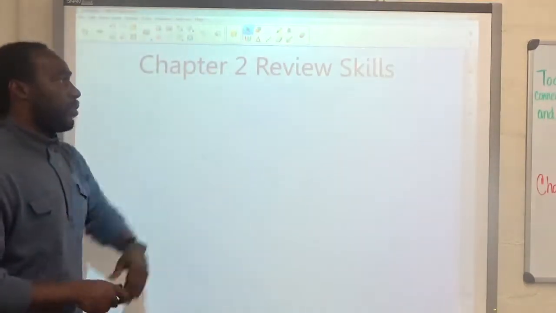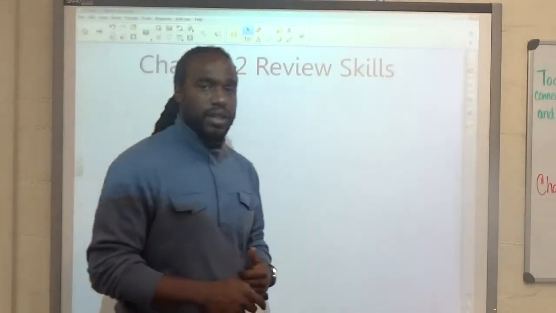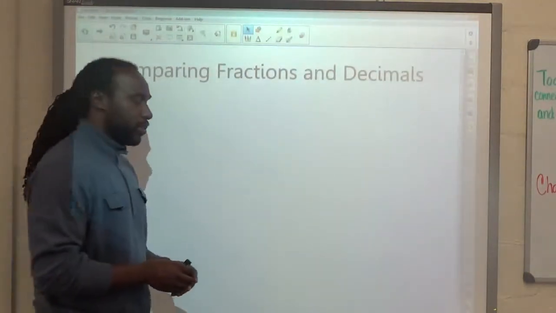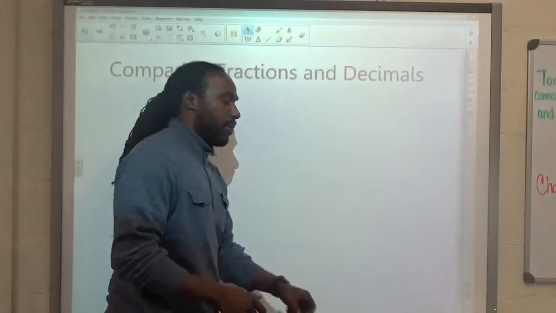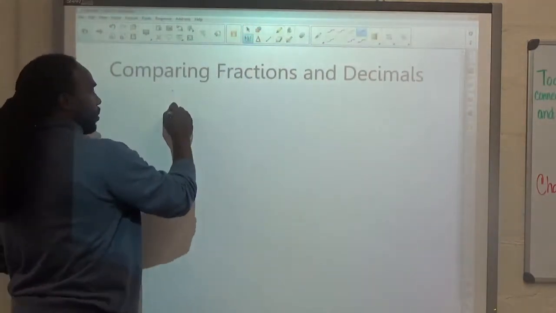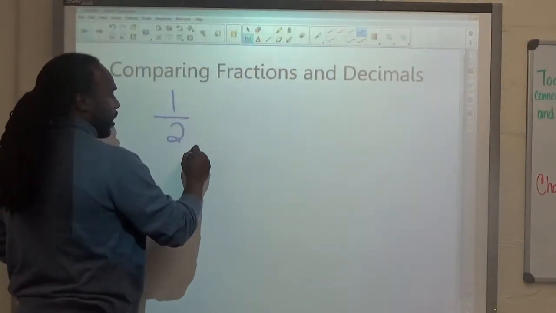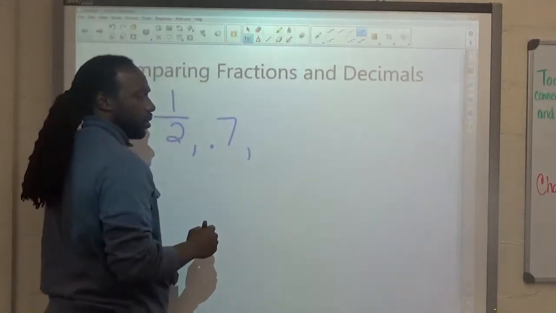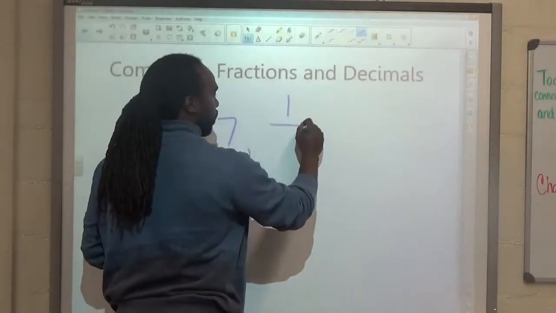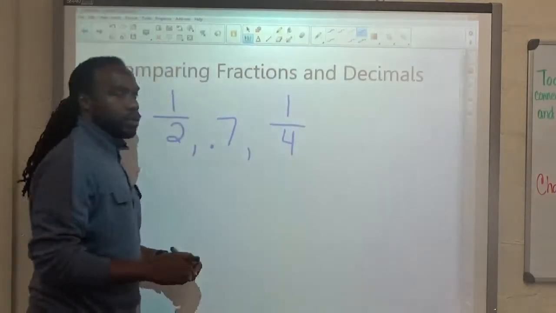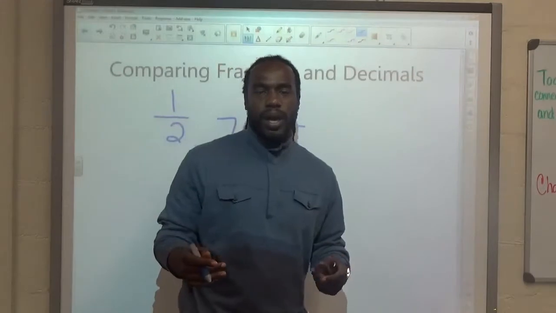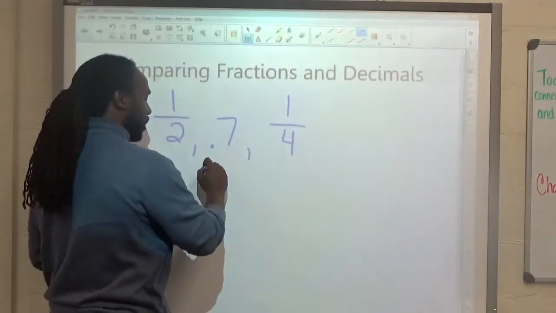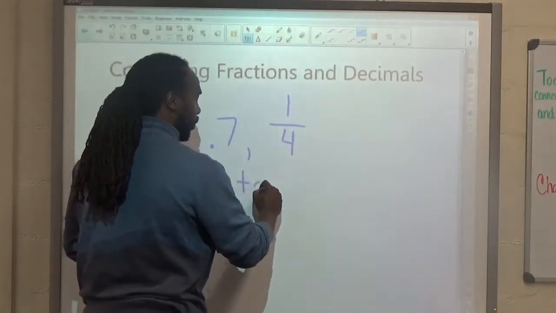So Chapter 2 review skills. One of the first skills that we actually did, we took a look at comparing fractions and decimals. If you guys remember what that basically is, let's say we take 1/2, 7/10, and let's just say 1/4. There are two different ways to do this that we talked about in class. The first way, if you wanted to see which one was greater than or less than, they asked us to write it from least to greatest.